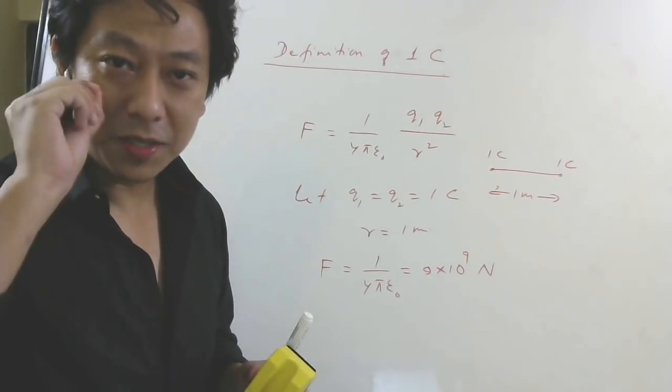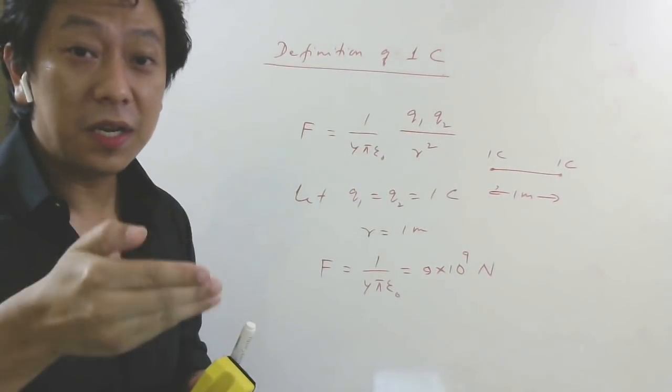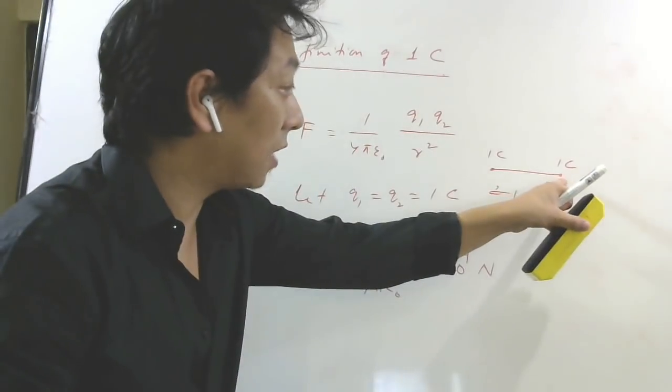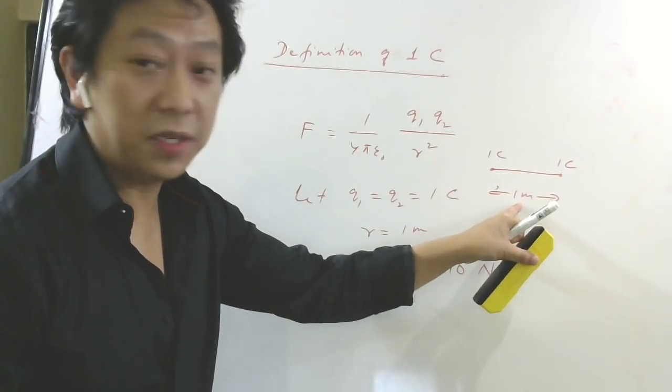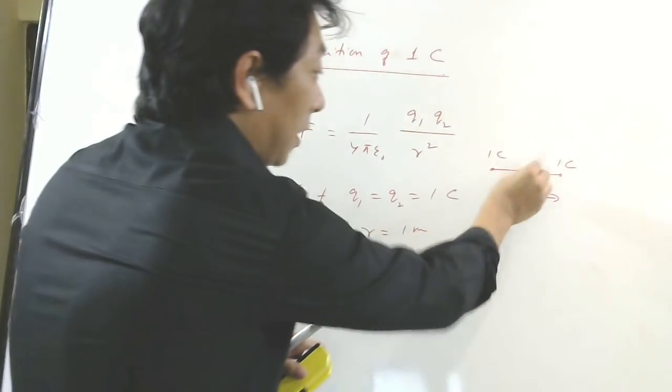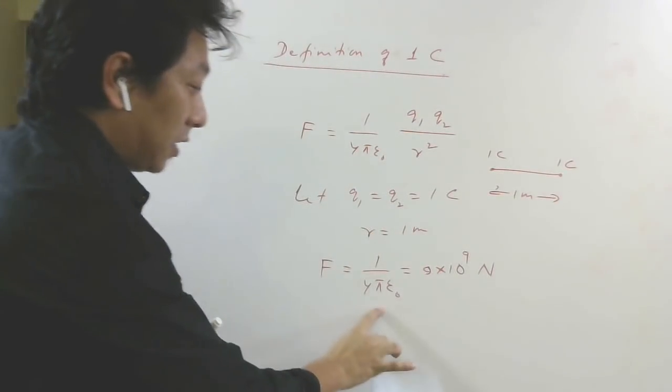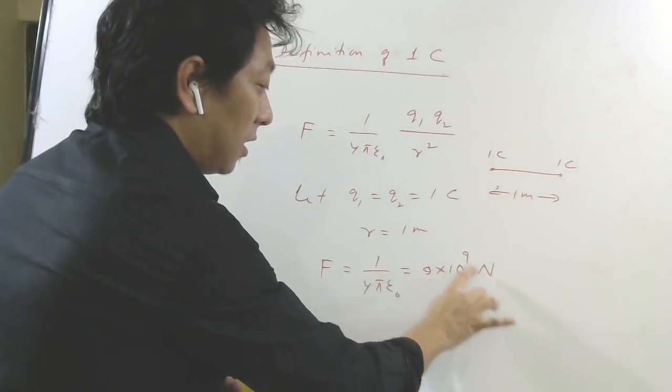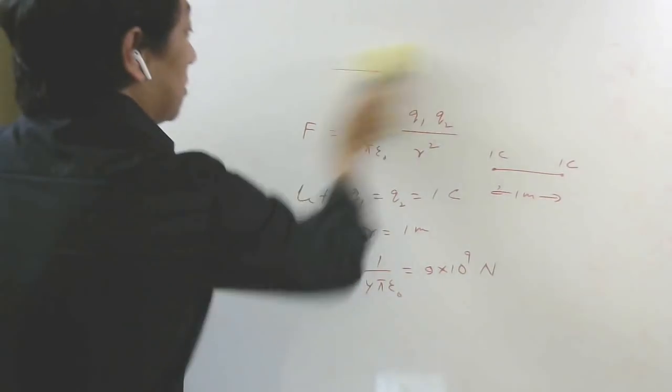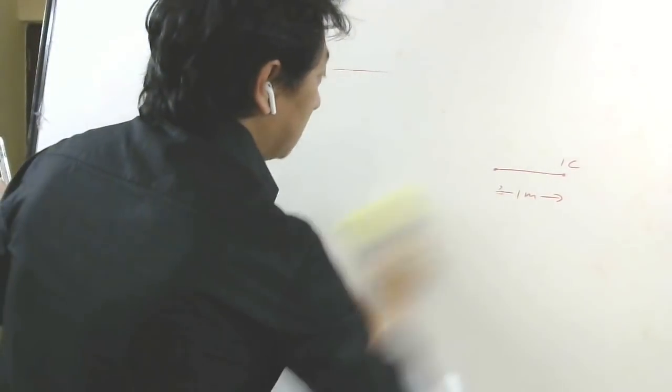1 coulomb is that charge which, when separated from another identical charge by 1 meter in vacuum, will repel each other with a force whose magnitude is 9 into 10 to the power 9 Newton. So this way we can define 1 coulomb.